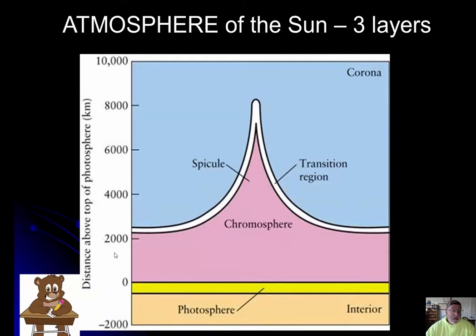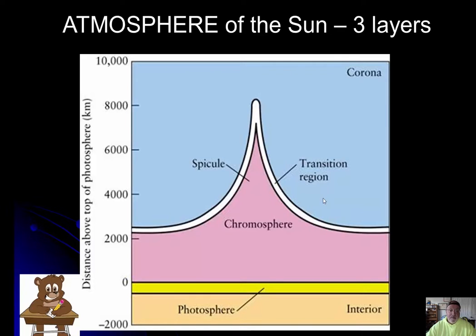The atmosphere of the sun has 3 layers. I'd like you to draw this as well. We have the photosphere sitting on top of the interior of the sun, and then a pinkish colored chromosphere. This is why it's called chromo, which means colored sphere, because it has this pinkish color to it, which goes up into very small pointed shapes, which I'll show you later on, called spicules. And then sitting on top of that is the corona, the crown layer of the sun.